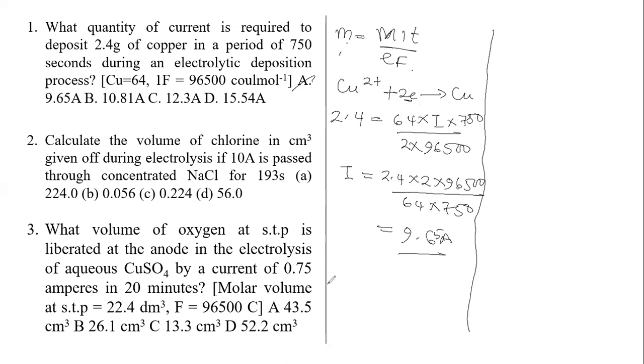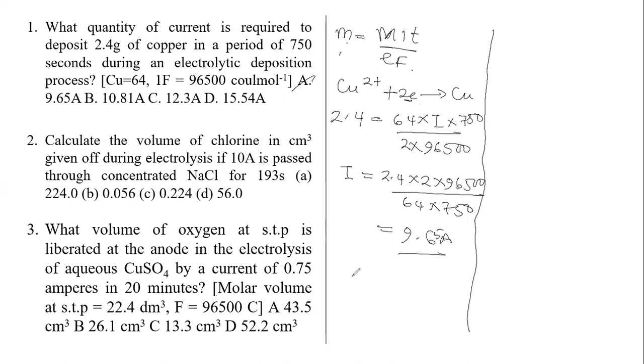Now, question number 2 says: calculate the volume of chlorine in cm cubed given off during electrolysis if this amount of amperes is passed through concentrated sodium chloride for 193 seconds.